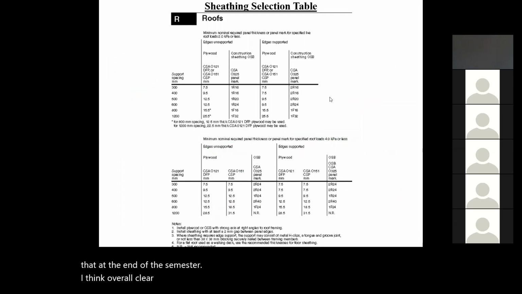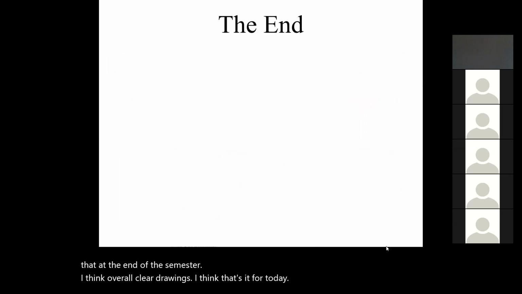I think overall, clear drawings. I think that's it for today. So let me just stop the recording. I'm going to pause the recording. Stop sharing.